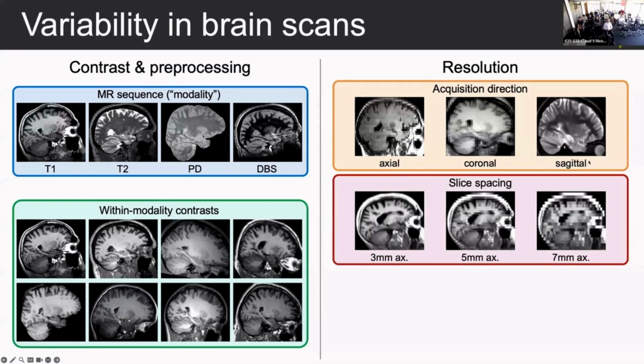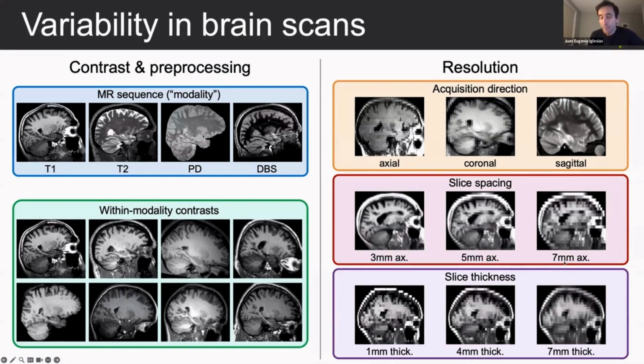There is the space between the slices. This is simulated, so it's the same brain at 3, 5, and 7 millimeter axial spacing. And then there is the thickness of the slices, which is similar, but not exactly the same. The thickness is actually the amount of slice that contributed to the signal. Oftentimes it's the same as the spacing, but other times you can have a spacing of 7 millimeters and a thickness of 5 millimeters, which means that you have 2 millimeter gaps in between, right? And thickness is normally a compromise between blurring and signal to noise ratio.